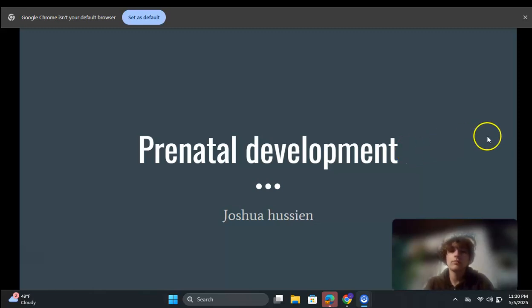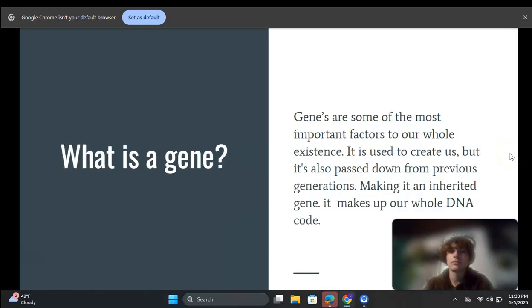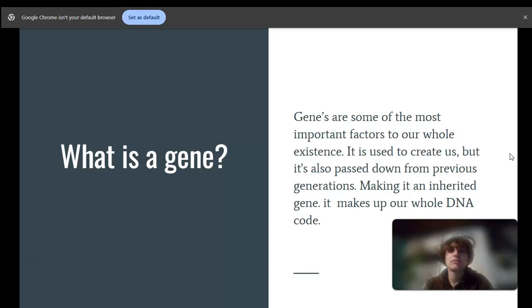Prenatal development. What is a gene? Genes are some of the most important factors to our whole being. They are used to create us. Genes are passed from the previous generation, and they make up our whole DNA.